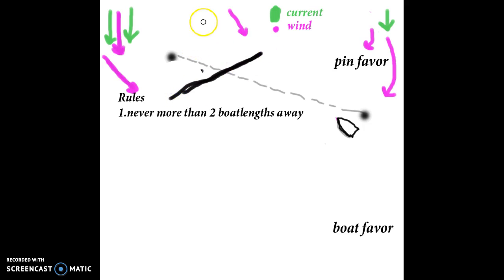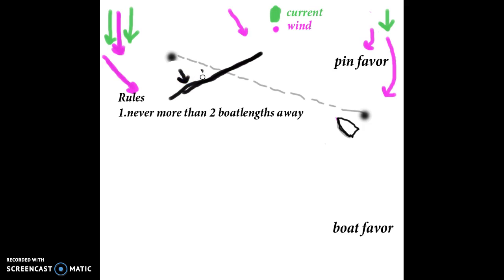Because the current is pushing in this direction, the wind is pushing in this direction. If we're above this line, we can be 4 boat lengths above up here because we can go with the current and with the wind and blast right down into space, into the right space in half a second. But we never want to be more than 2 boat lengths away from the line in this direction, okay?